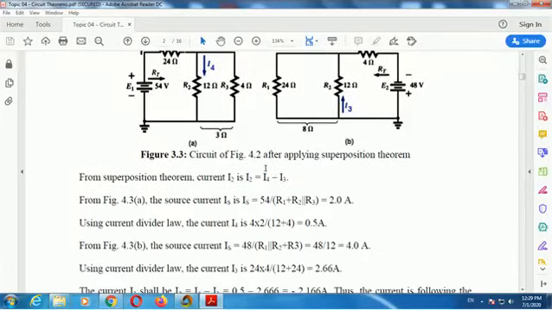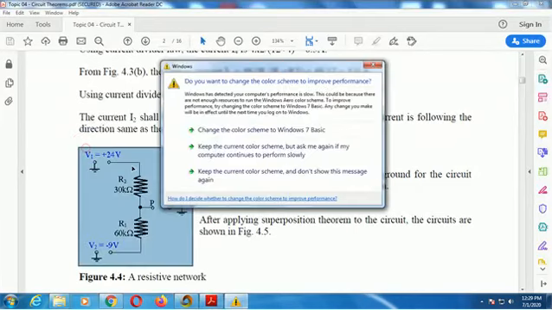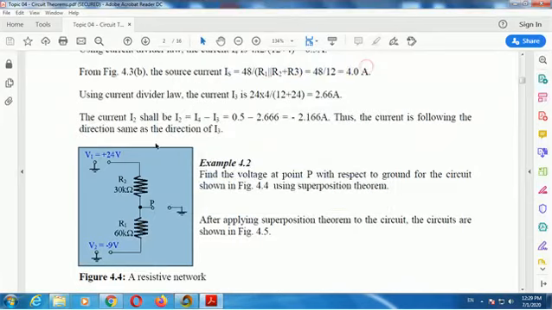Now the next example is on superposition. Use superposition to find the voltage at point P due to the two voltage sources, 24 and minus 9.